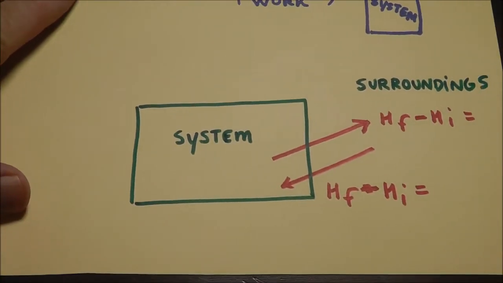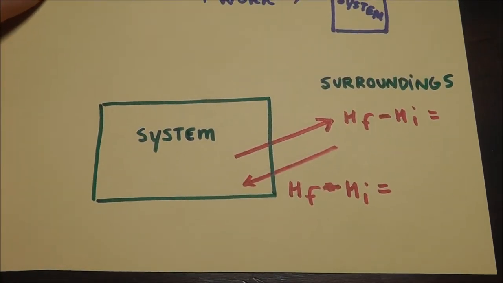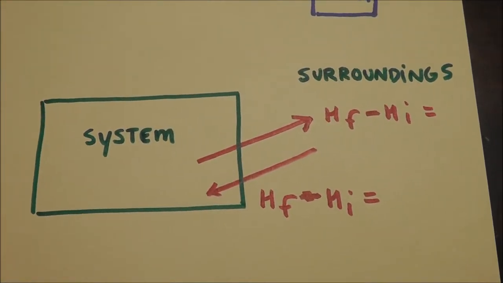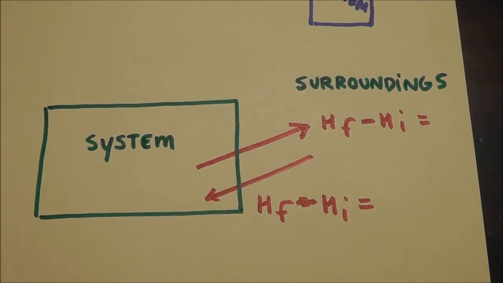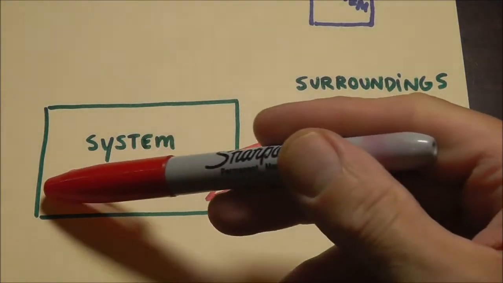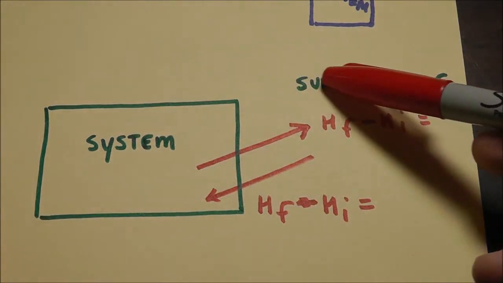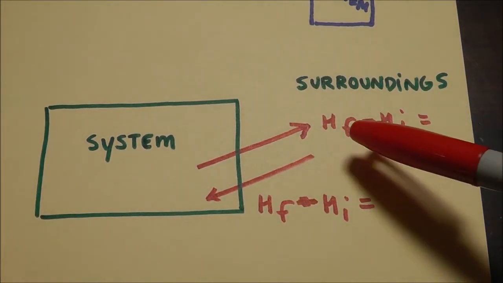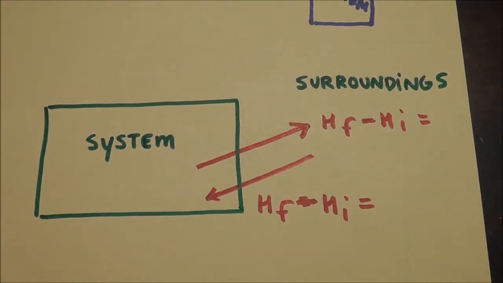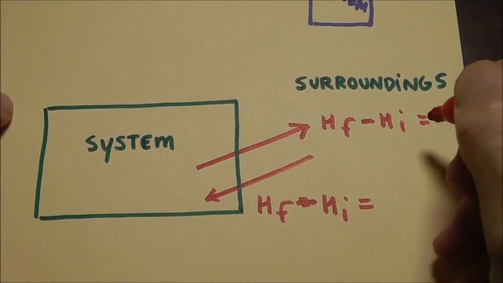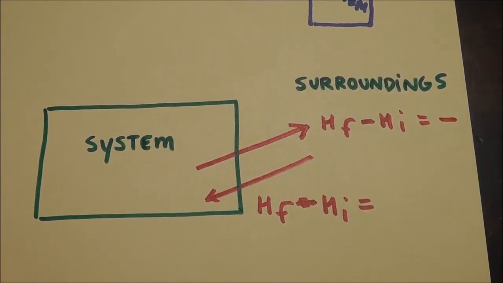So there's two scenarios, my friends. Heat can go in or heat can go out, and enthalpy is heat at constant pressure. So once again, we keep track of what happens to the system, and everything else in the universe is the surroundings. So if heat flows out of the system, final minus initial, heat final minus heat initial should be a negative value. Everything delta is final minus initial.